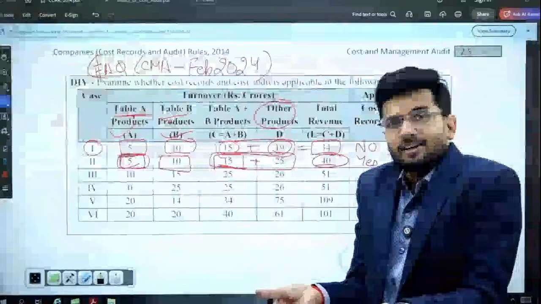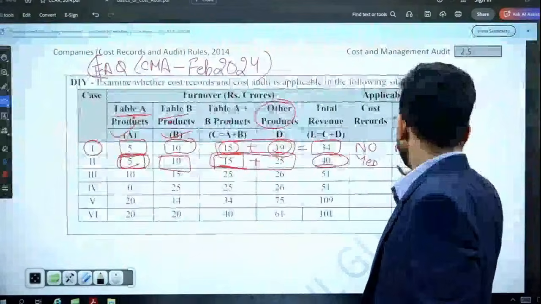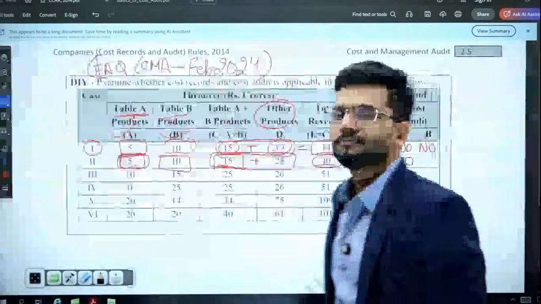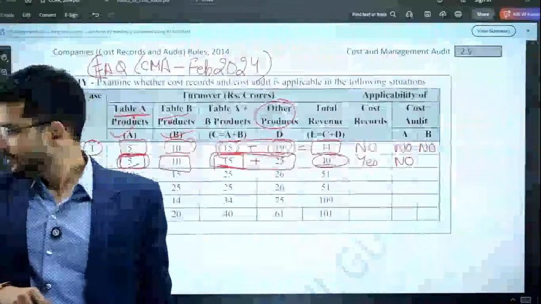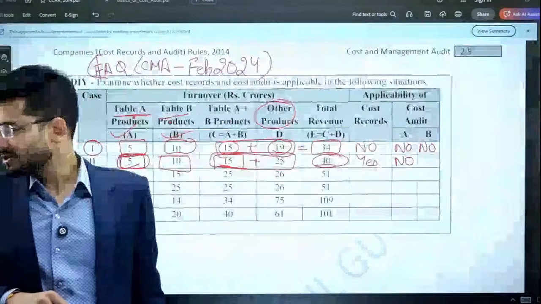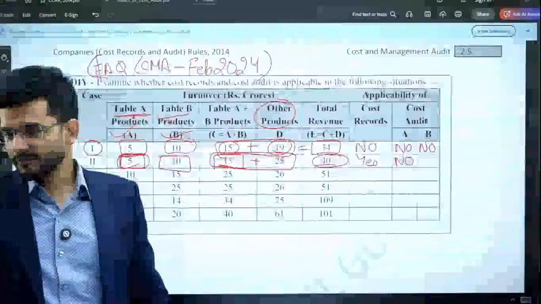So should I analyze the next condition? No, because one condition is not met. Cost audit is not there. I will simply write a no. I will not even analyze the second condition. I've simply written a no. Cost audit is not required to be prepared.